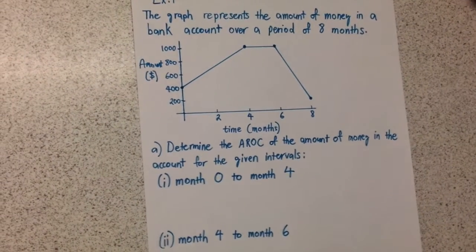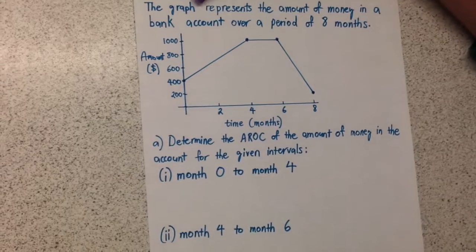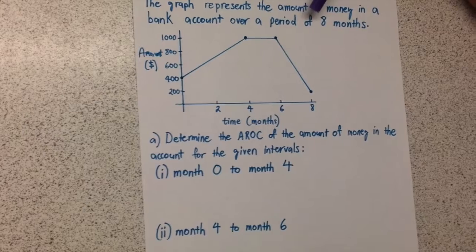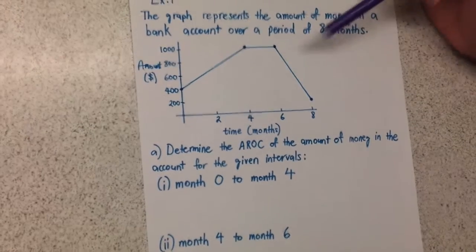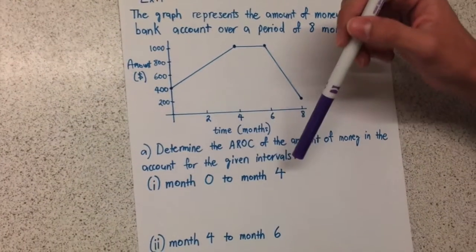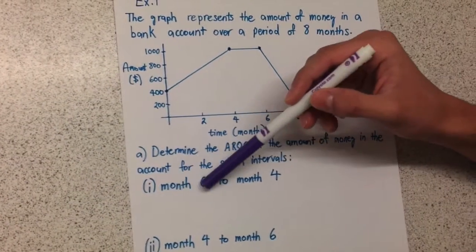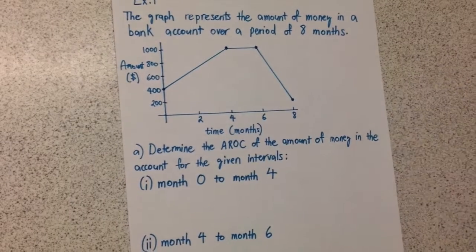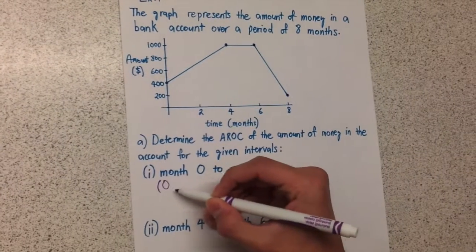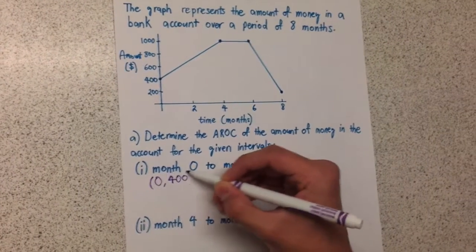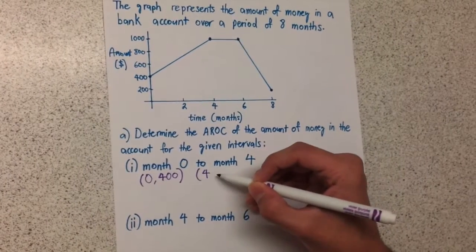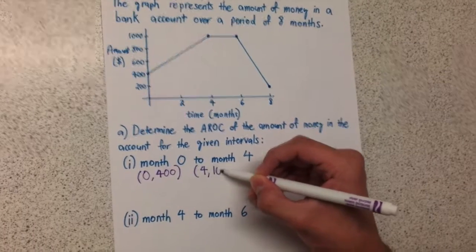Okay, now let's take a look at example 1. The graph represents the amount of money in a bank account over a period of 8 months. Determine the AROC of the amount of money in the account for the given intervals, month 0 to month 4. Now, we are given the points (0, 400) and (4, 1,000).